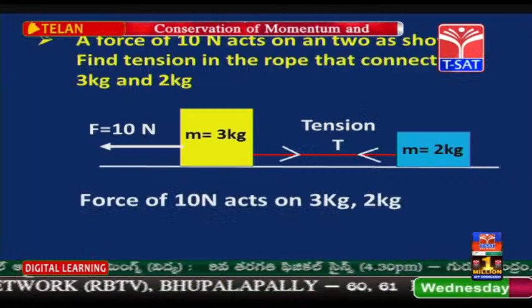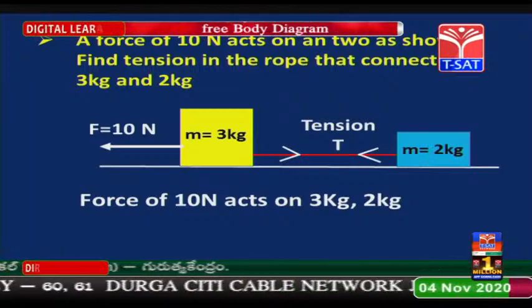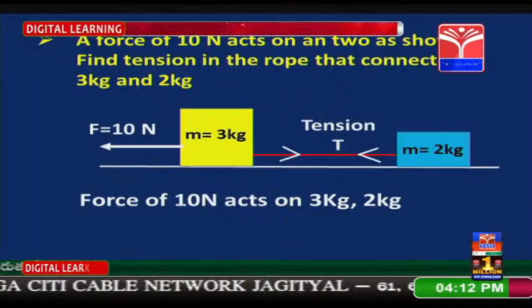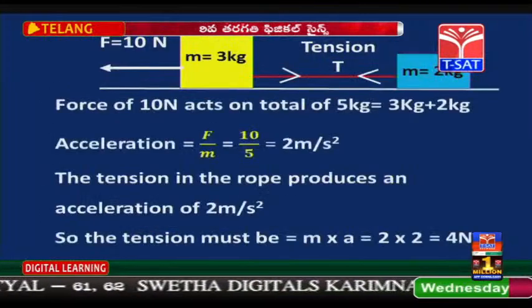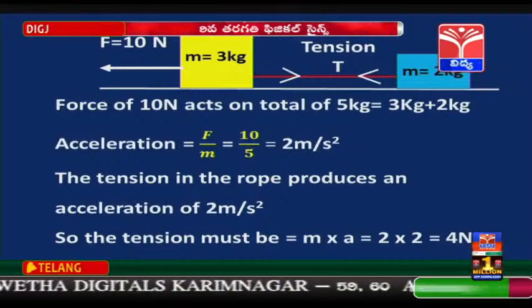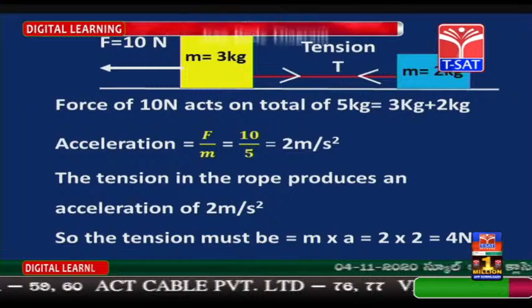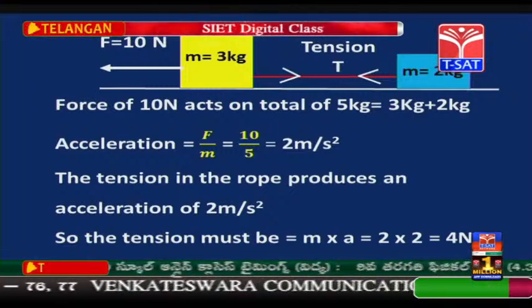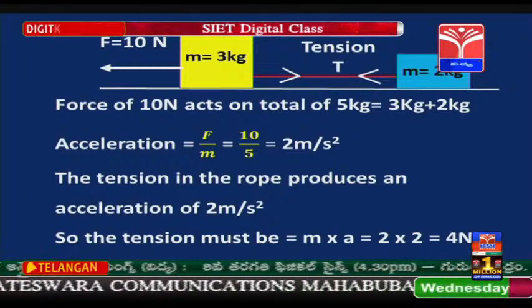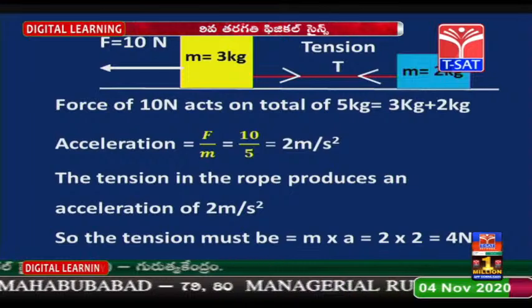In the rope, a tension T is created. The force of 10 Newton acts on 3 kg and 2 kg. Here the force is acting on the total of 5 kg. The total mass of the system is 3 kg plus 2 kg, which is 5 kg. The acceleration produced is F by m, which is 10 by 5, which is equal to 2 meter per second square. The tension in the rope produces an acceleration of 2 meter per second square.